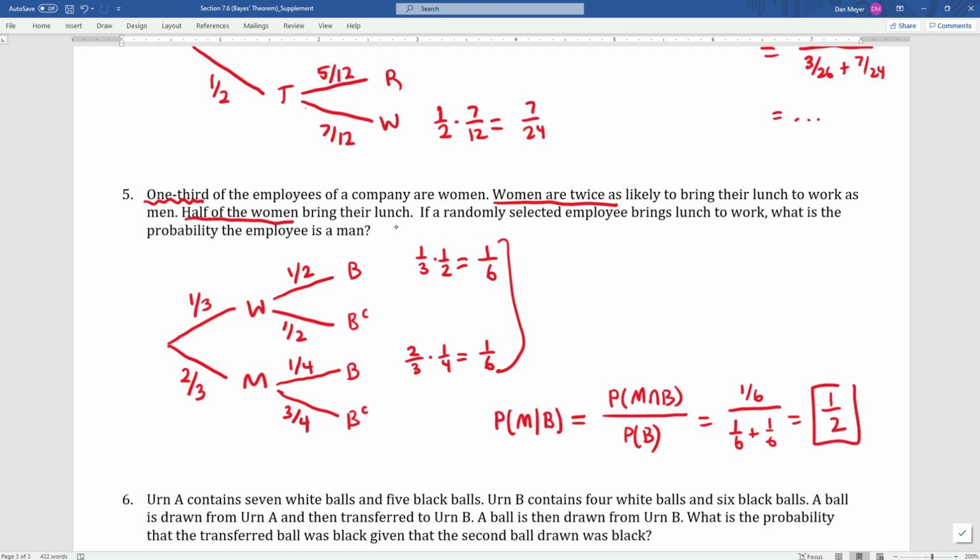So again, another slightly unintuitive answer here, since the problem said that men are half as likely to bring their lunch as women. So it seems like if someone brought their lunch, there should be a lower chance of that person being a man. But due to the nature of the workforce in this company, the fact that there's 2 times as many men as women, that kind of cancels out this half as likely business. Is one way to kind of think about this.